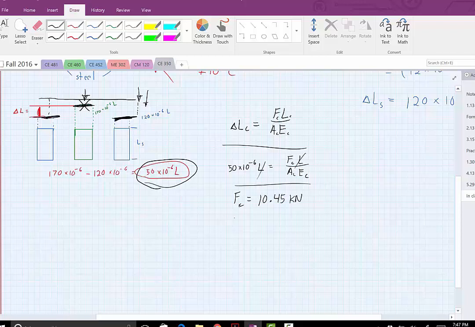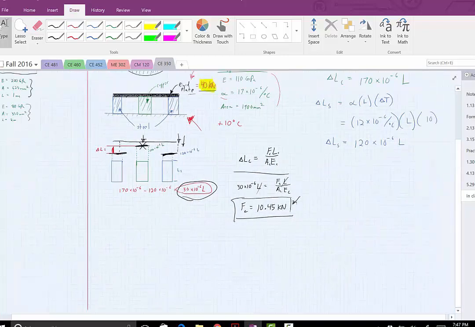10.45 kilonewtons. Okay? So this is an intermediate step. This isn't the actual answer, because the problem asks to determine the forces carried by the copper and the steel cylinders. You may look at this number and think that's the force carried by the copper. That's not entirely true. That's the force carried by the copper until that rigid bar hits the steel. There are still a couple of steps left, so this isn't the final answer for the copper.